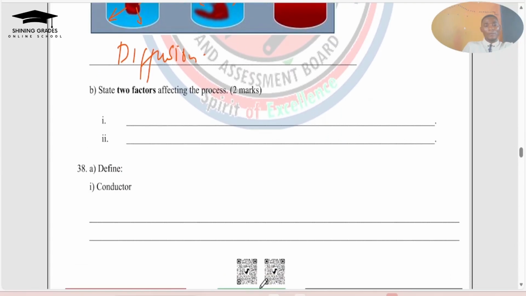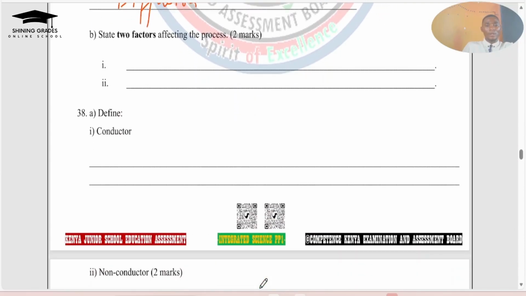State two factors affecting the process. Diffusion is affected by several factors. Temperature being one of them. Increase in temperature increases the kinetic energy, making the particles move a bit faster. We also have the size of the particles. We also have concentration gradient that also affects the process of diffusion.